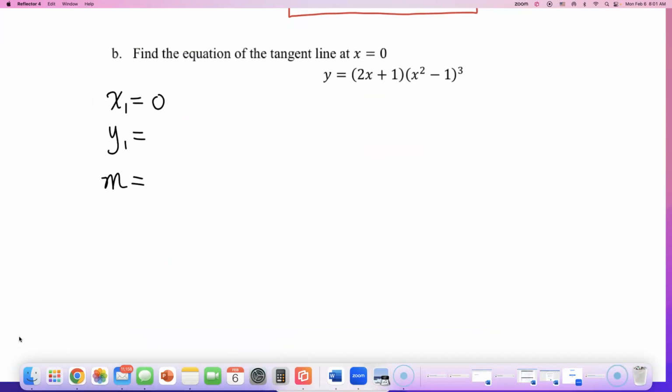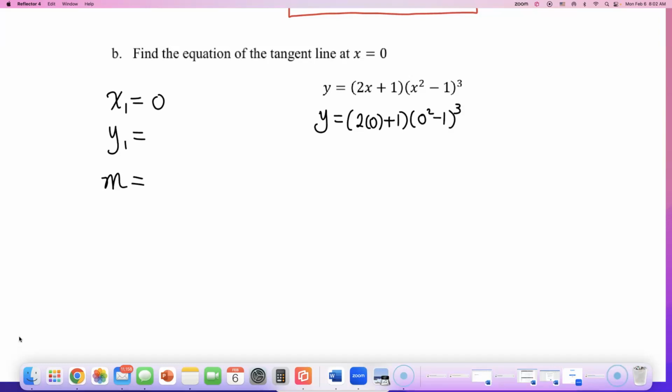So here's my work to find y. Y equals (2 times 0 plus 1) times (0 squared minus 1) cubed. Well, that's going to be 1 times negative 1 cubed, right? That's 1 times negative 1, which is negative 1. So if you plug in 0 into the original function, you get the y value of negative 1.